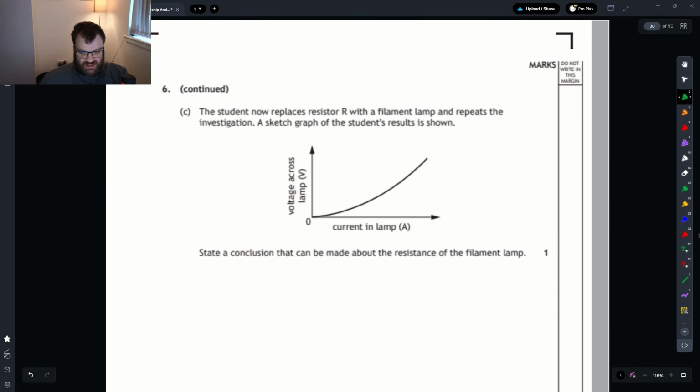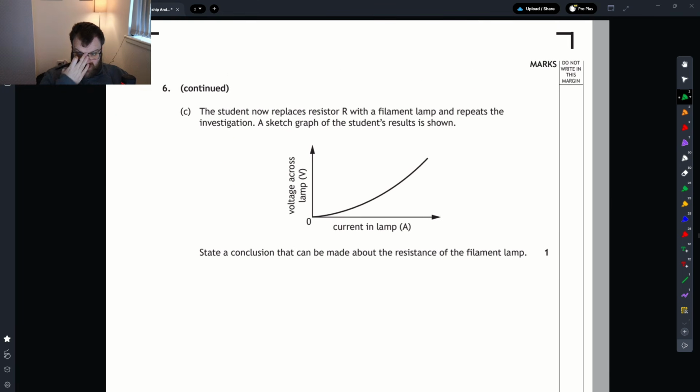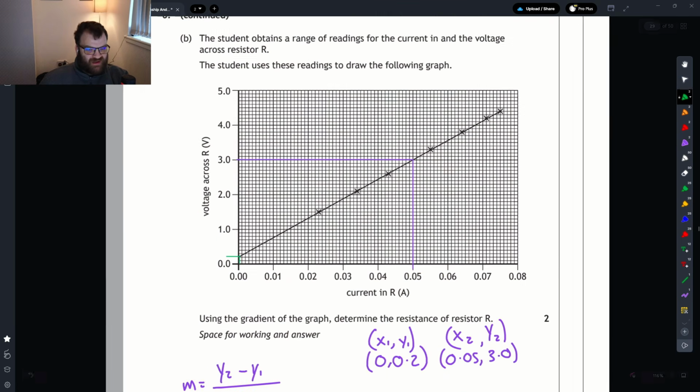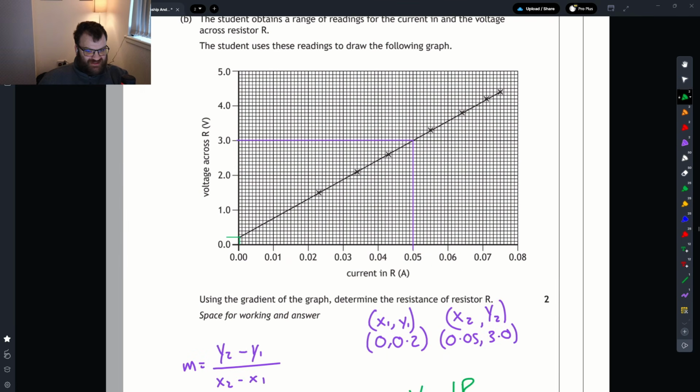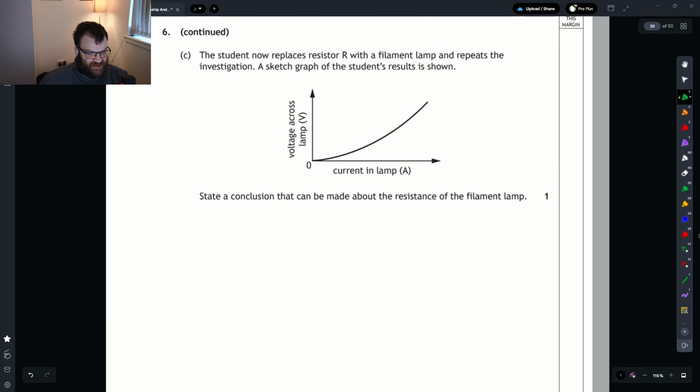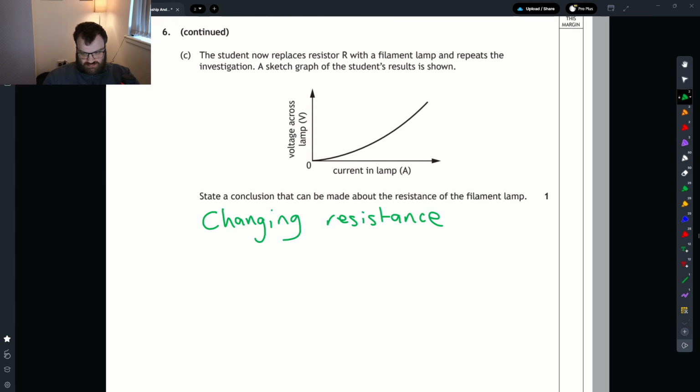Next on, what's the conclusion about the resistance? Well, the current is increasing. Now, in this one, we have a curved line. We don't have a straight line. Up here, we had a straight line where the resistance is fixed. So if we took other points, you'd get the same number for the gradient, which means the resistance would be the same. This means that there's a changing resistance.